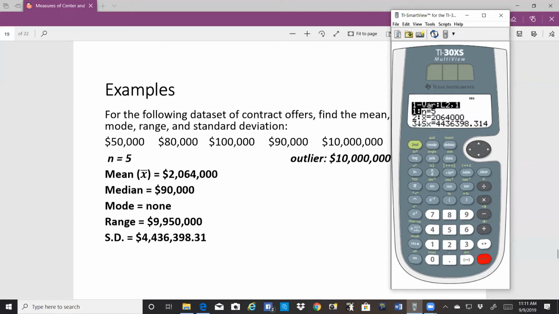And now notice, always check your N. The N is 5, which is what we knew. The mean is $2,064,000, which is what we had done if we had done it by hand. Standard deviation is 4,436,39.831 to the nearest cent.